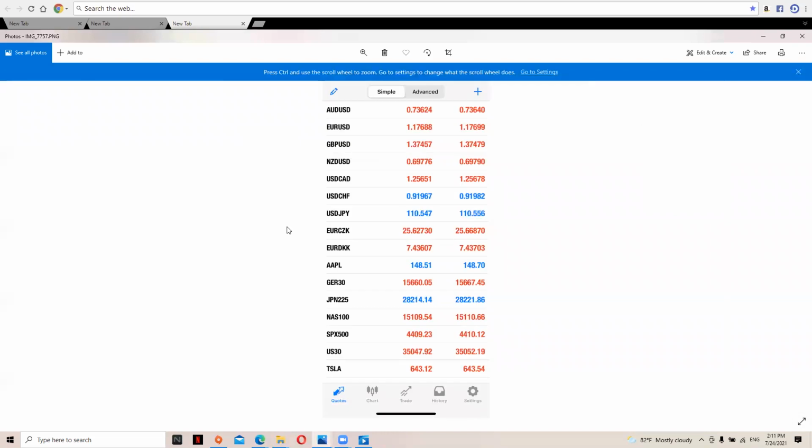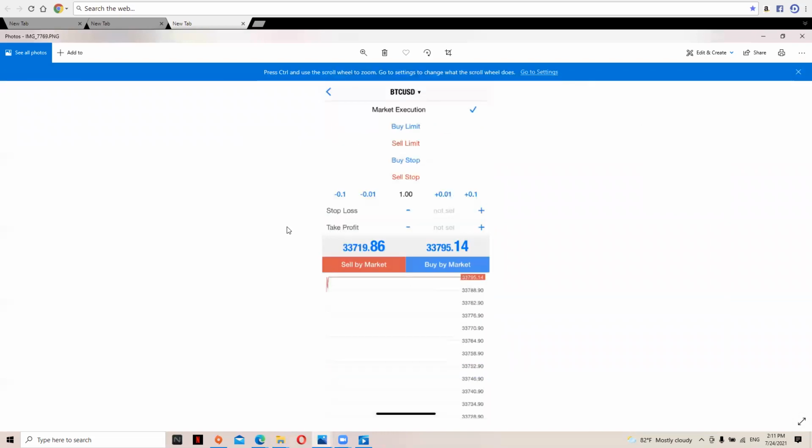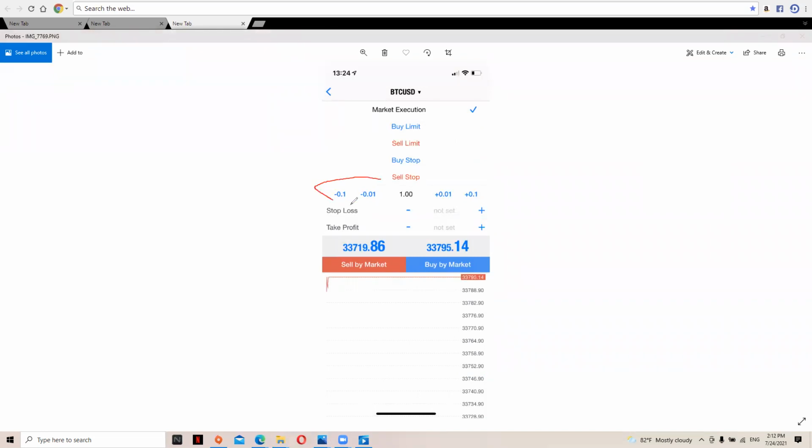This is an example of a lot size. These are examples of lot sizes. Now we have three types of lot size. You can write this down somewhere. You have a standard lot size, a mini lot size, or a micro lot size.